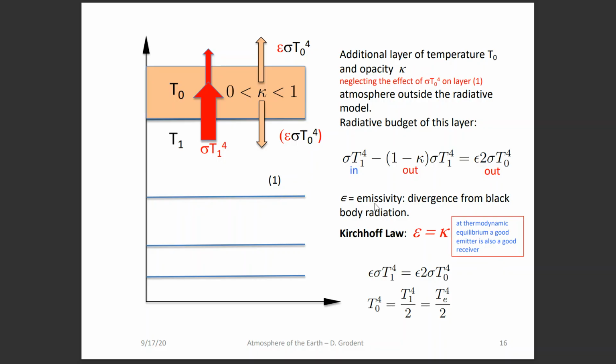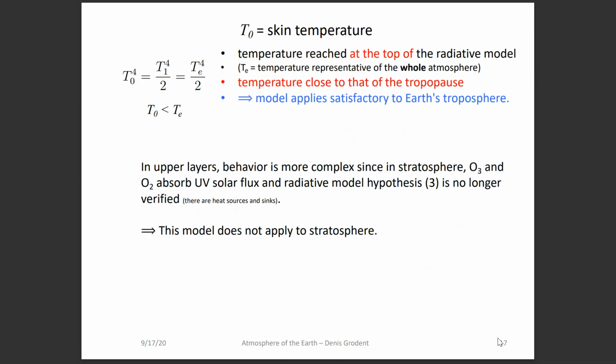So in this case, classical radiative equilibrium ends up with the definition of the skin temperature, which is T0. This is the temperature reached at the top of the atmosphere. T0 is the half of T1. This is a bit accurate because the temperature is close to that of the tropopause. So this model applies satisfactorily to the Earth's troposphere, the very first part of the atmosphere. In the outer layers, we have ozone, O2, etc. So we cannot continue with that model.